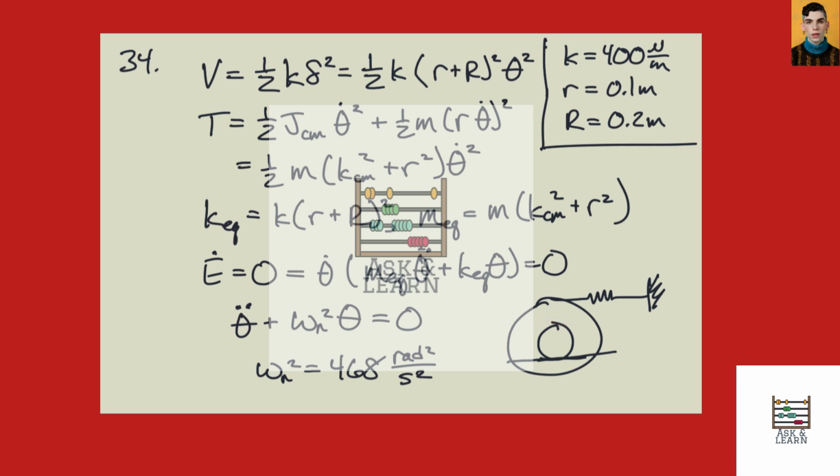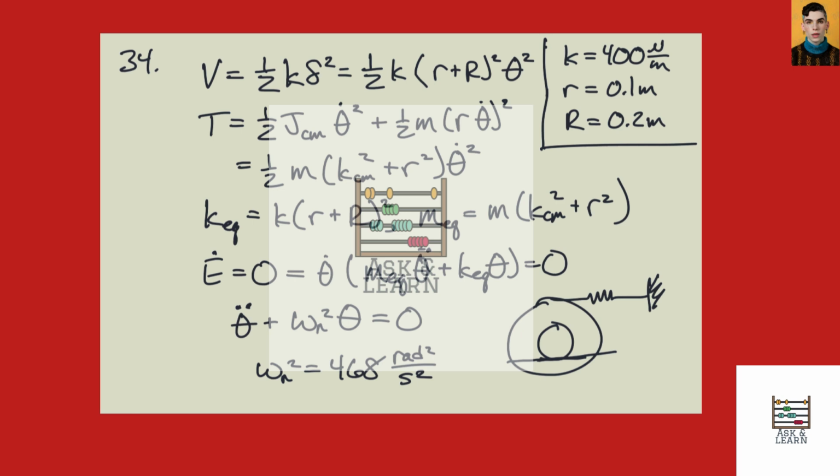So let's see here. We can look at the potential energy, so that's 1/2 k times the change in length of the spring squared. And the change in length of the spring is this distance here, so this distance to here, which is the little radius, plus this distance here, which is the big radius. So that's little r plus big R squared times theta squared.